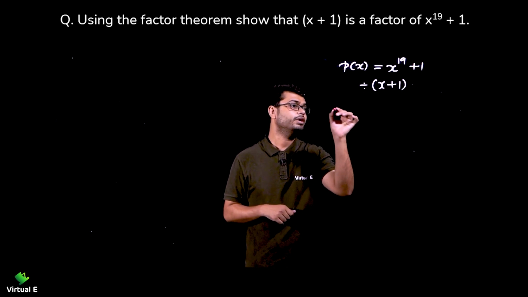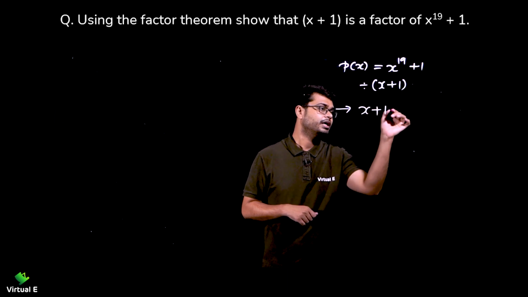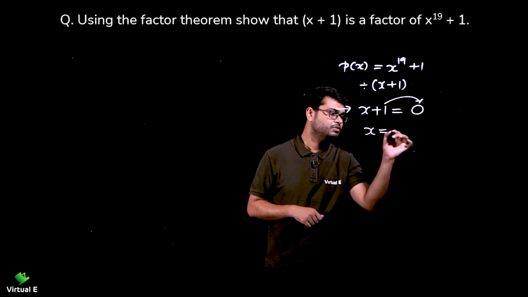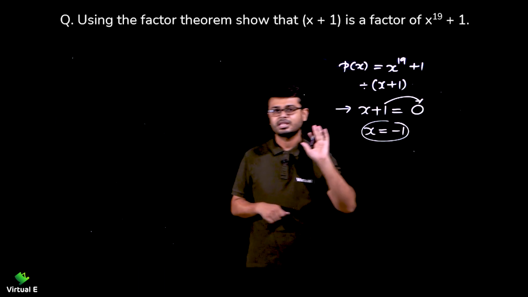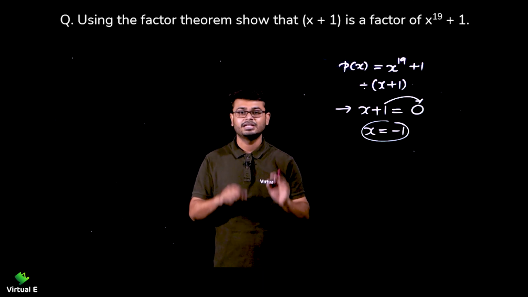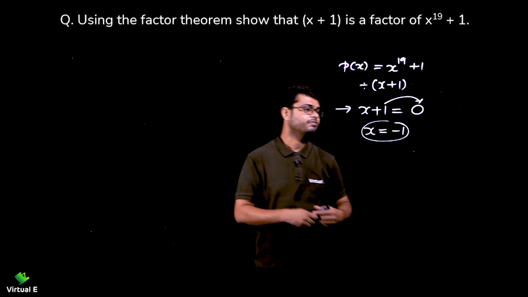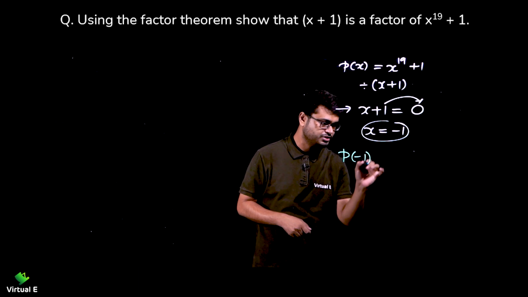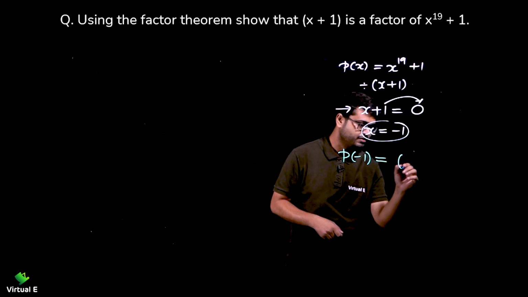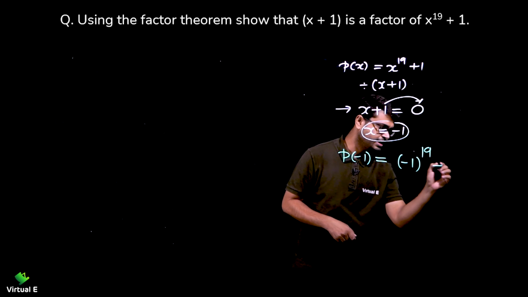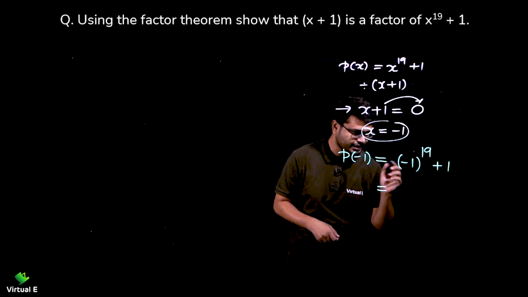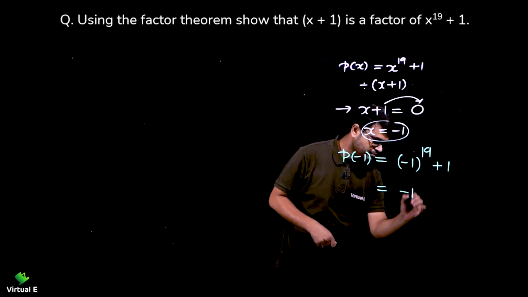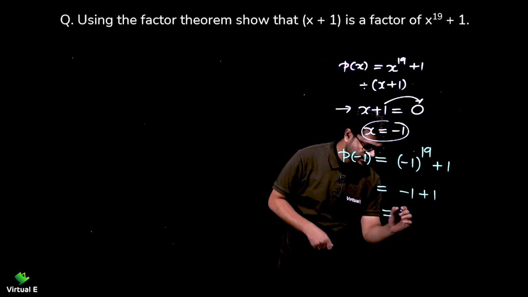First of all, we'll equate the divisor to 0. x plus 1 is equal to 0. Let's shift 1 to that side, so x is equal to minus 1. This step is the same. The next step is also quite the same. We substitute x equal to minus 1 into the polynomial. So p(minus 1): instead of x, there will be minus 1 raised to 19, plus 1. I told you minus 1 raised to an odd power will be what? Minus 1 only. So minus 1 plus 1 is equal to 0.